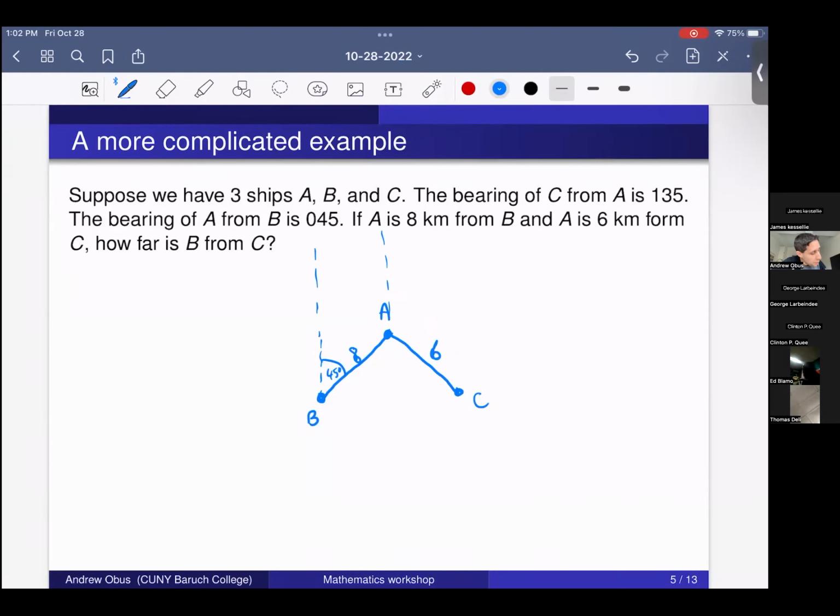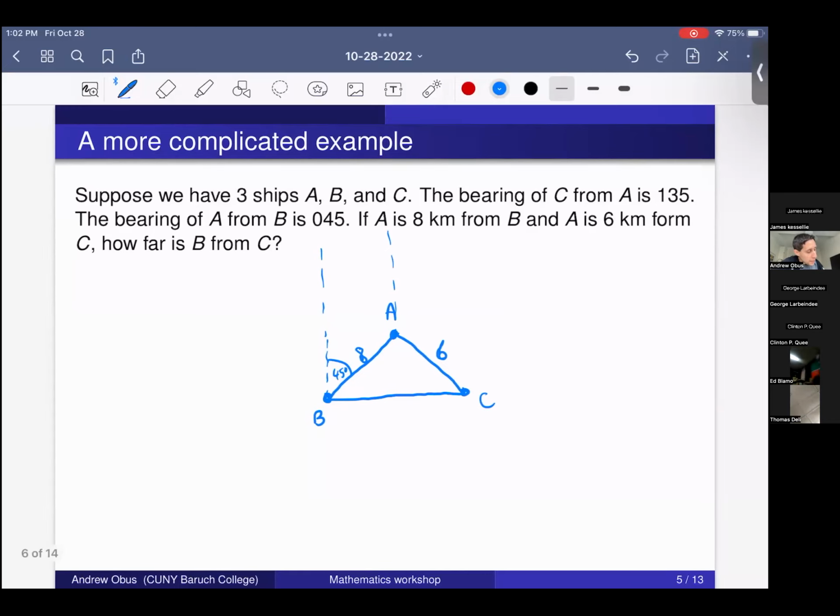Okay. And so now we draw a line from B to C, right? And we want to know how long this line is, right? We want to call this X. And the one thing I forgot to label here in the diagram is we didn't yet use that the bearing of C from A is 135. So I have to label this angle here. This angle is going to be 135 degrees. Okay. And so now the question is, all right, we have a triangle.